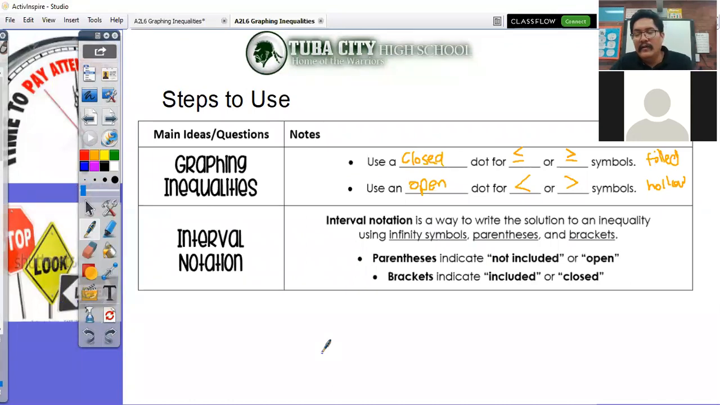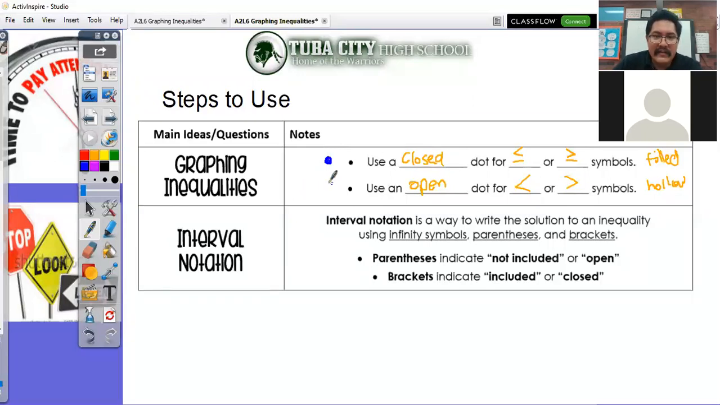So we got to know which ones to use. So we use a closed circle. Sometimes I call these filled circles, like that. So we use a closed circle whenever we have a less than or equal to, or a greater than or equal to symbol. And closed means that it is included. It is part of the solution, and if we pick that exact number, it will work.